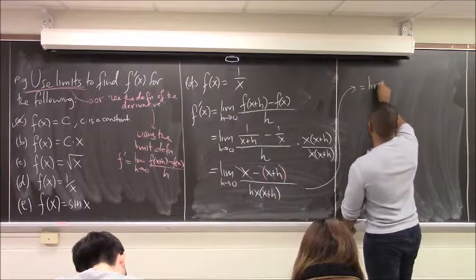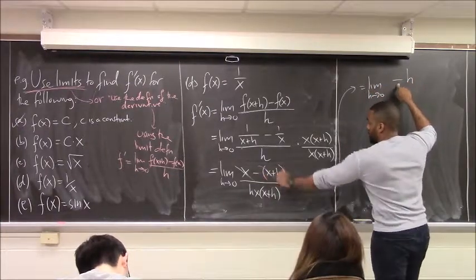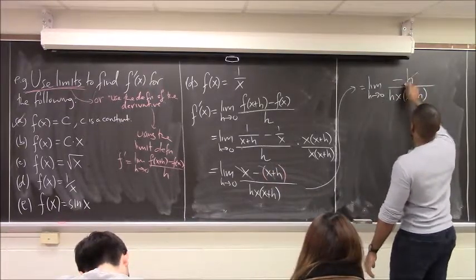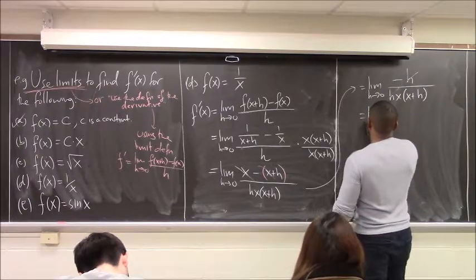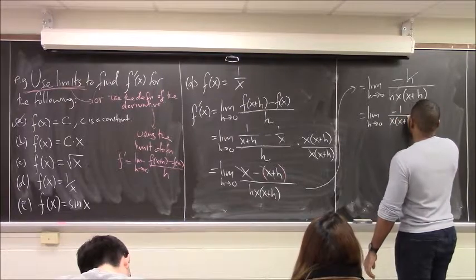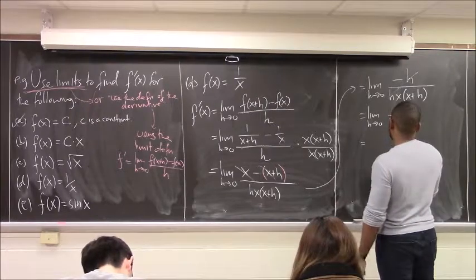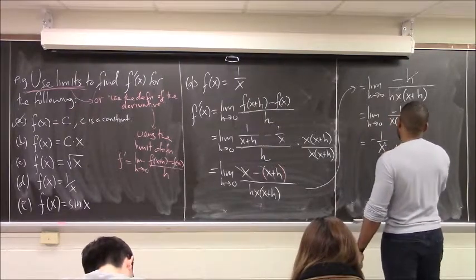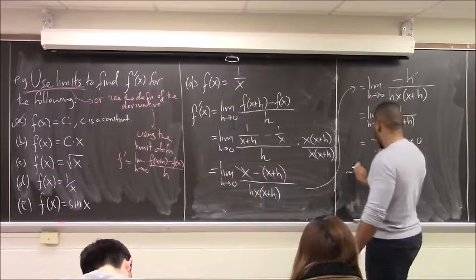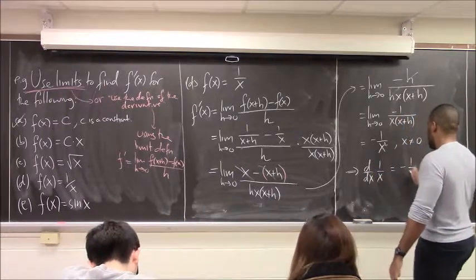So this would be the limit as h approaches 0 of minus h, that's why the parentheses are important, over h times x times x plus h. Realize the h's will cancel. This is the limit as h approaches 0 of minus 1 over x times x plus h. And at this point I can plug in h equals 0. And so that's just minus 1 over x squared. Again, we're assuming our x is not 0. Leading us to another rule. The derivative of the function 1 over x is minus 1 over x squared.